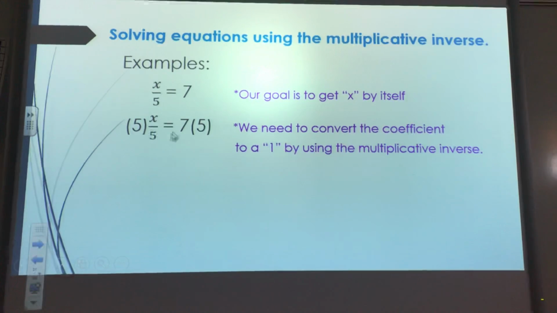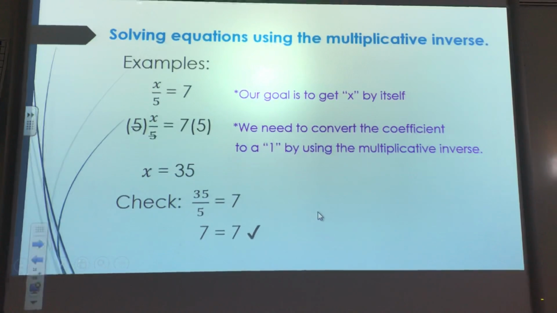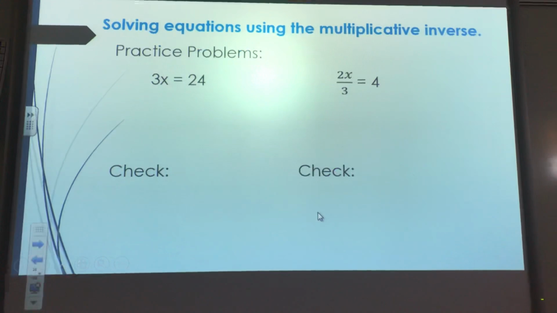So when we multiply each side by 5, these will cancel out, giving us just a 1x. And remember, when we have a coefficient of 1, we don't need to write the 1. And then on the other side, we'll get 7 times 5, so x will equal 35. To check our work, 35 divided by 5, yep, that sure is 7, so here we have done the math correctly. Here's a couple problems for you to try. Go ahead and pause here and see what you come up with.